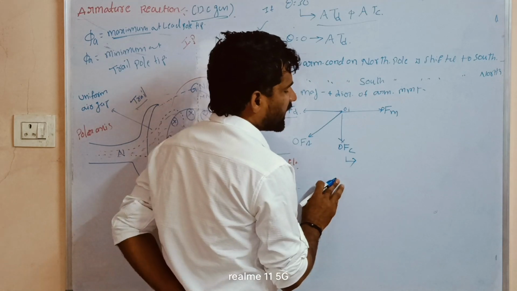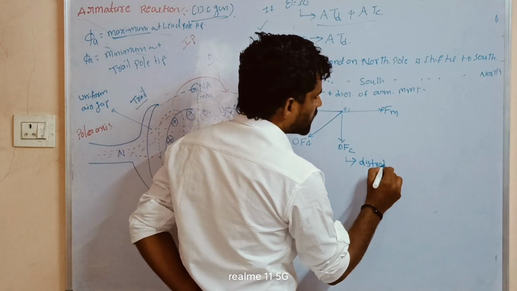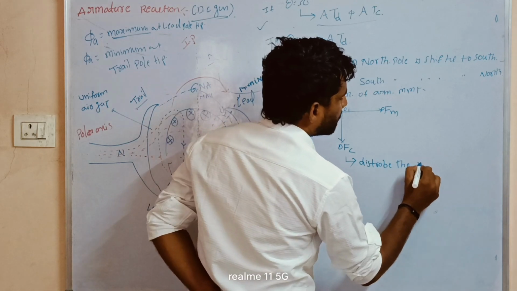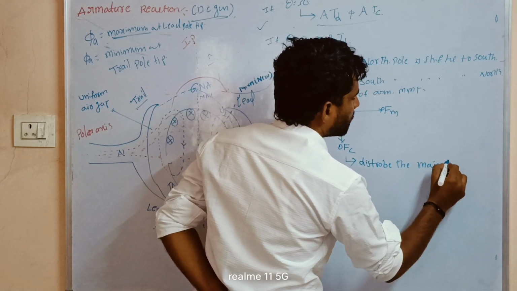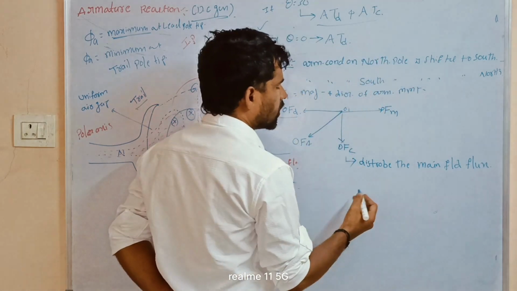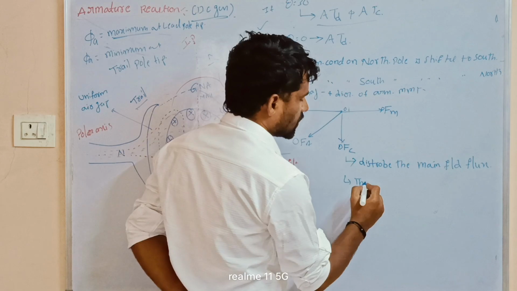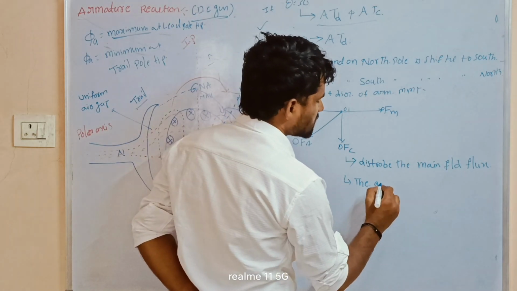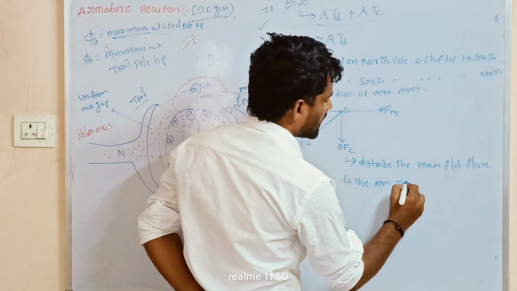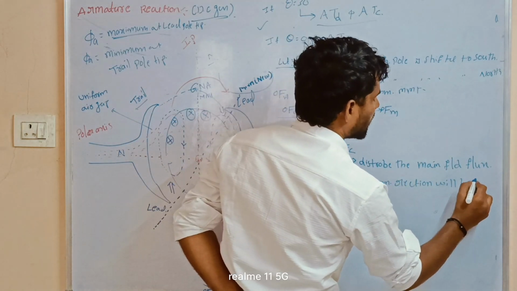So what happens in cross magnetization? It disturbs the main field flux. When it disturbs the main field flux, automatically what happens? The armature reaction, that is nothing but the cross magnetization effect, will be increased.